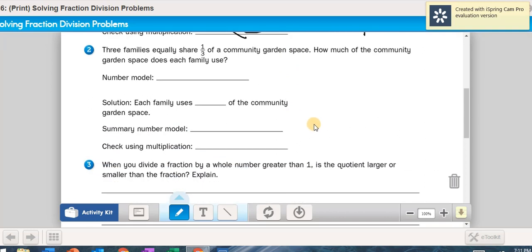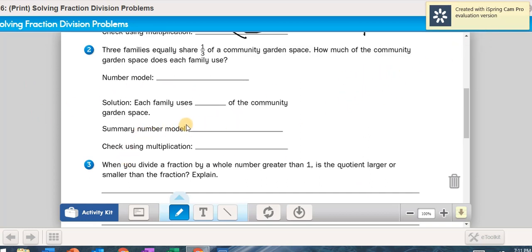So I want you guys to try number 2. Number 2 says 3 families equally share 1/3 of a community garden space. How much of the community garden space does each family use? So remember, they're splitting up that community garden space by how many people? Equals, give me S for space possibly, or whatever you'd like. Put your solution here. Remember to draw an area model for yourself or a picture.